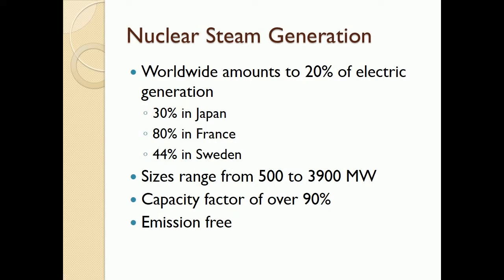Now nuclear steam generation. Nuclear power worldwide amounts to 20% of electric generation. 30% in Japan, 80% in France, and 44% in Sweden. The sizes range from 500 to 3,900 MW. The capacity factor, or the actual generation divided by maximum generation over a period of time, is normally over 90%, and they are emission-free.